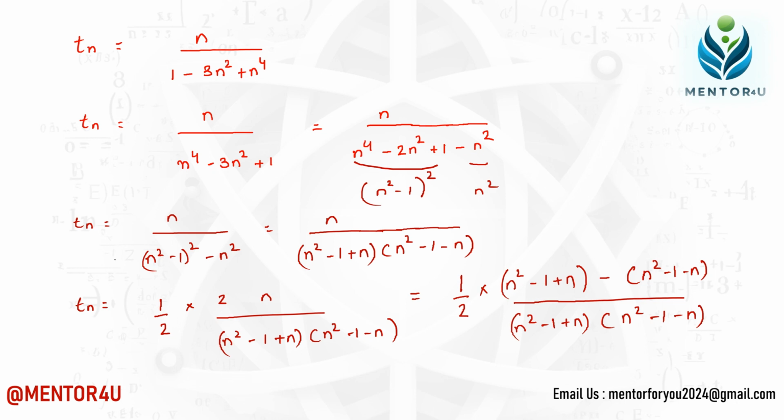So we can break that term as half multiplied by the subtraction of two functions, just separating the two terms.